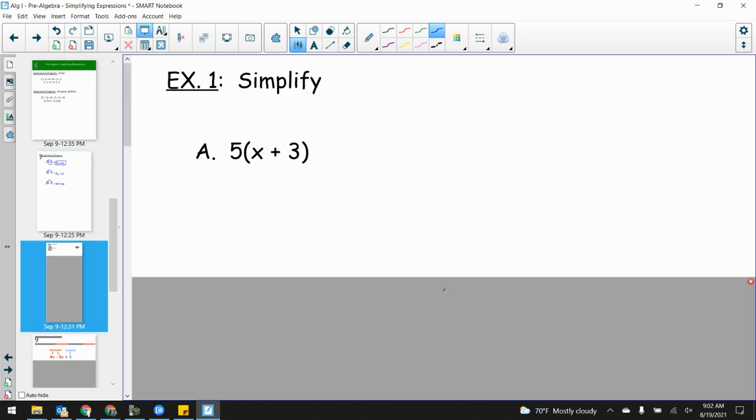Again, everything that I do on the board, you should be doing with me, right? I see a lot of people with blank example 1 with the distributive property. Come on now, people. Come on.